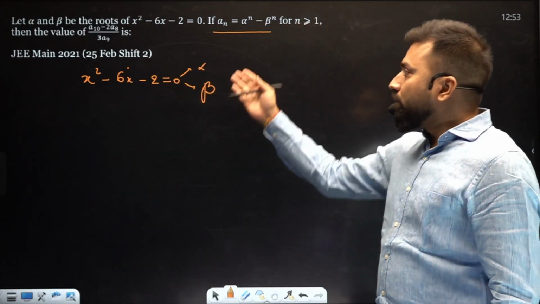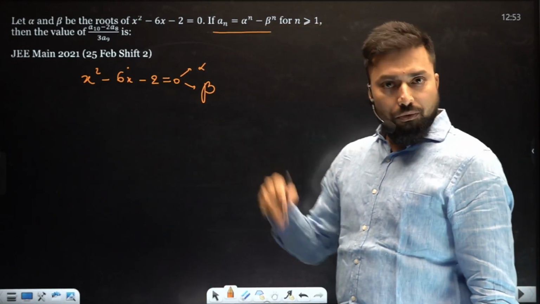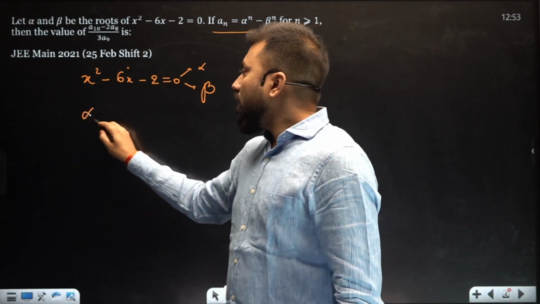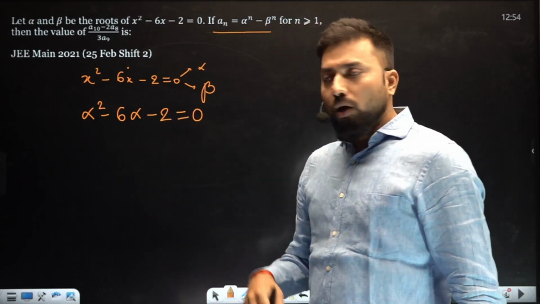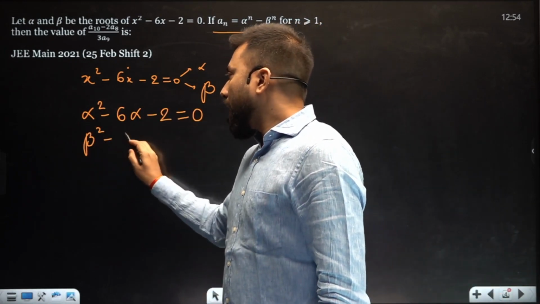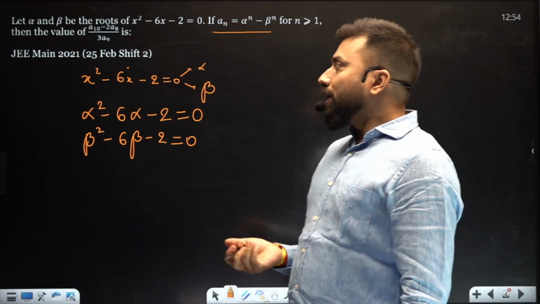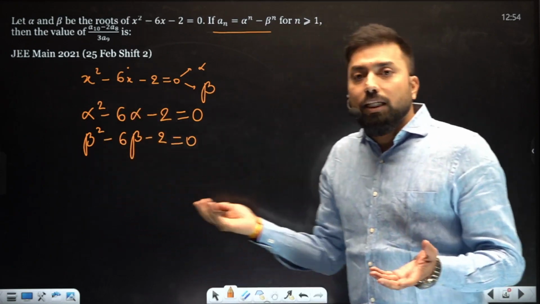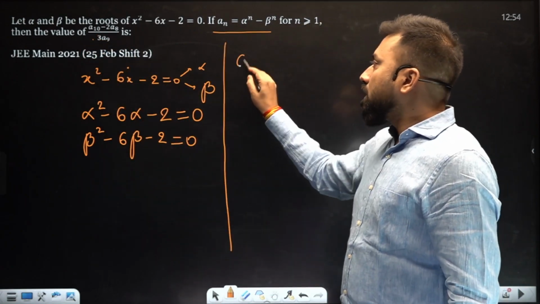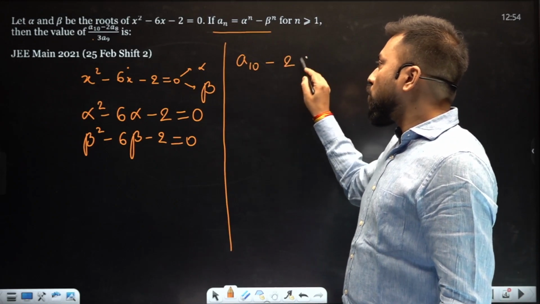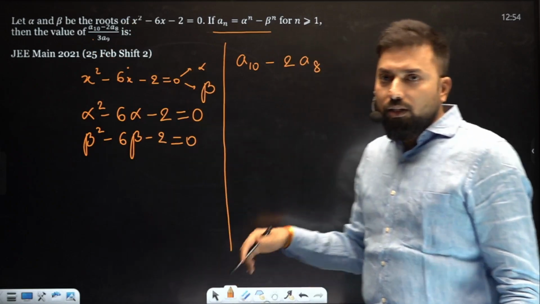Okay, now if the roots are alpha and beta, so alpha and beta will satisfy this particular equation. So we can write here alpha square minus 6 alpha minus 2 is equal to 0 and beta square minus 6 beta minus 2 is equal to 0, right? Now what we'll do is we'll write what has been asked in this particular question. So what has been asked is a10 minus 2a8. Okay, let's say we find this value in terms of a9. Let's say we just manipulate this value.